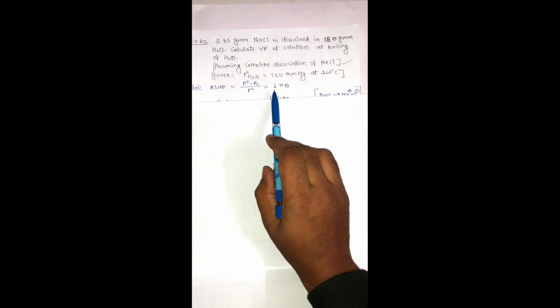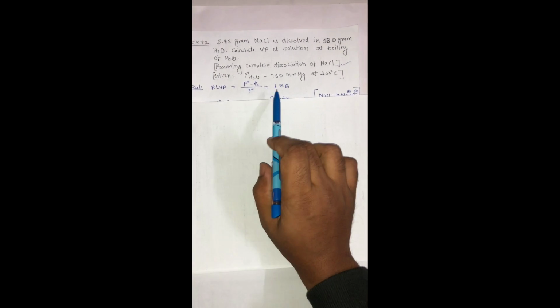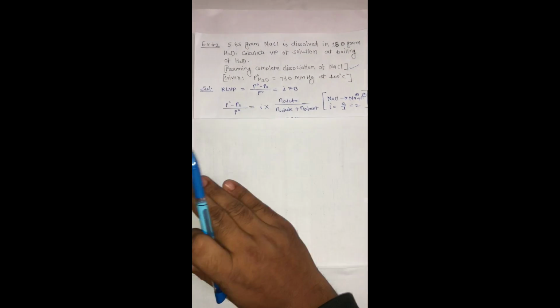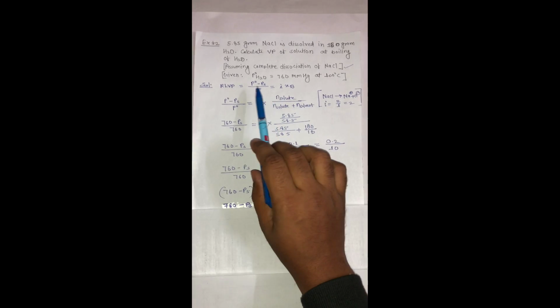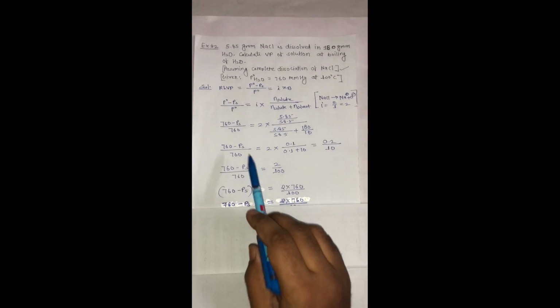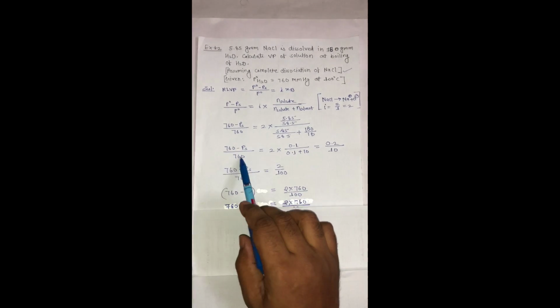That means NaCl is dissociating, so we have to put this formula with a little change: we have to multiply by the van't Hoff factor, that is I. For NaCl, I equal to 2, number of moles after dissociation is 2, 1 plus 1, and initial mole is 1. So 2 by 1 equal to 2. Just put the value of I and you can easily solve as we did in the previous example. 760 is P naught, Vp of pure solvent, and PS we have to find. That means 760 minus PS divided by 760.